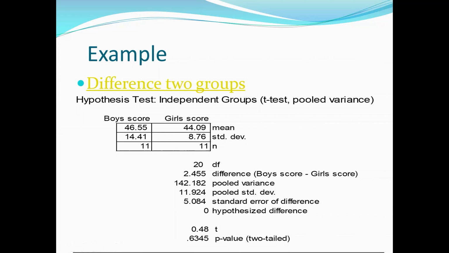The question is: is this difference applicable to the population, or is it applicable only to this sample? For that, we look at the p-value. The t value is given here and the p-value is in the last line: 0.6345. How much should the p-value be to say that this difference is significant or applicable to the population? The p-value should be less than 0.05. Here the p-value is 0.6345. So we say this difference is not applicable to the population.